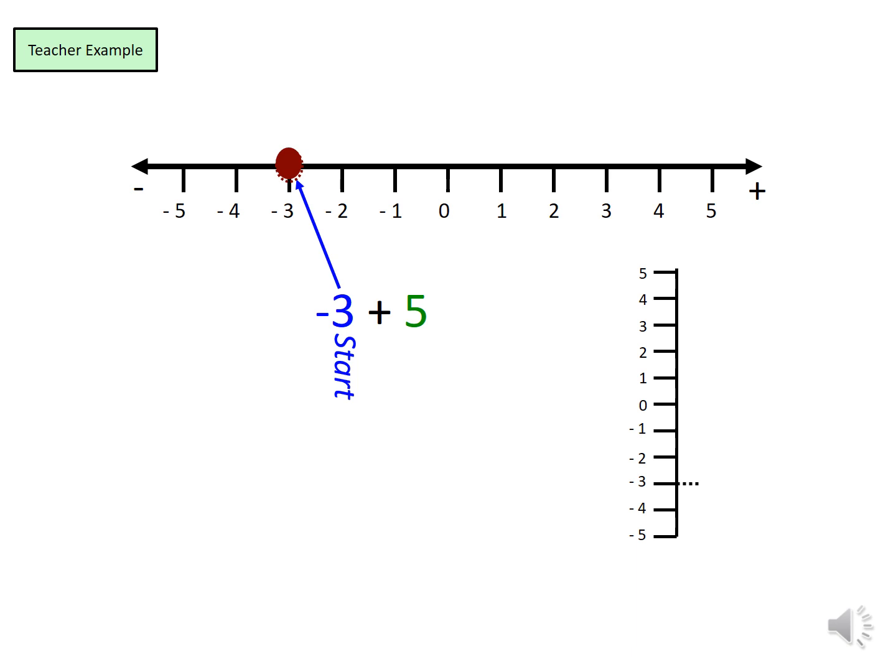And we are adding, so therefore we're going to go to the right of our number line, and we are adding 5, so that means we're moving 5 spaces to the right. And if we have a look here, if we move 5 spaces to the right, we should have ended up on 2 as our answer.